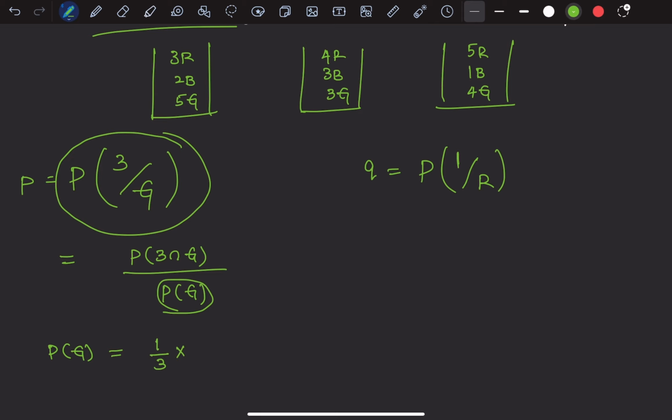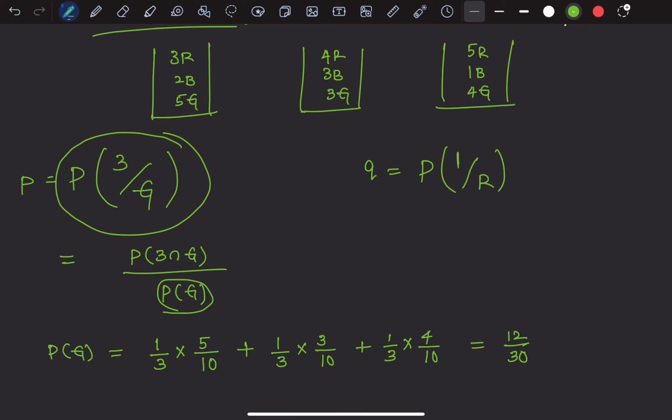So let us select the first bag first. That can be done with the probability 1 by 3. Now once you have selected first bag, you have to select a green ball. So there are 5 green balls and total 10 balls. And second bag can be selected with probability 1 by 3. And once you select the second bag, the probability of selecting green ball is 3 by 10. And third bag can be selected with probability 1 by 3. And once you have selected third bag, the probability of selecting green ball is 4 by 10. So this is 12 upon 30.